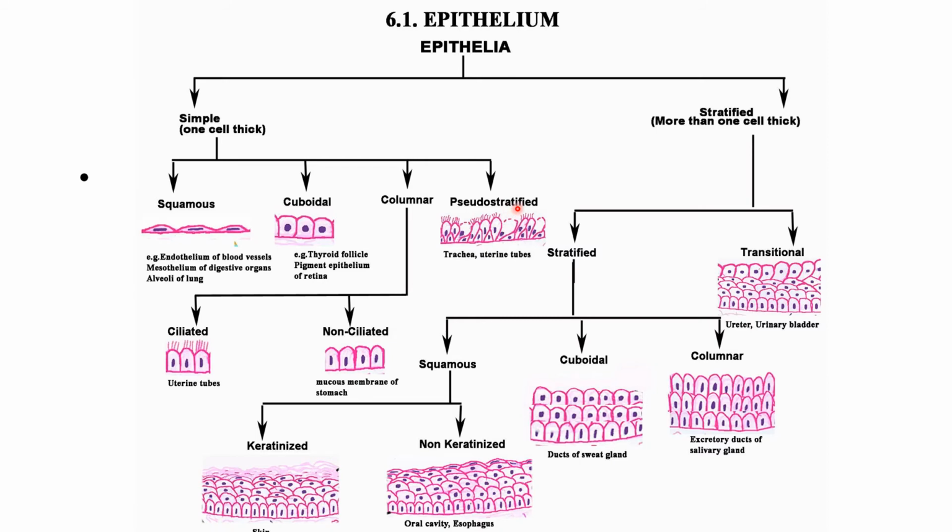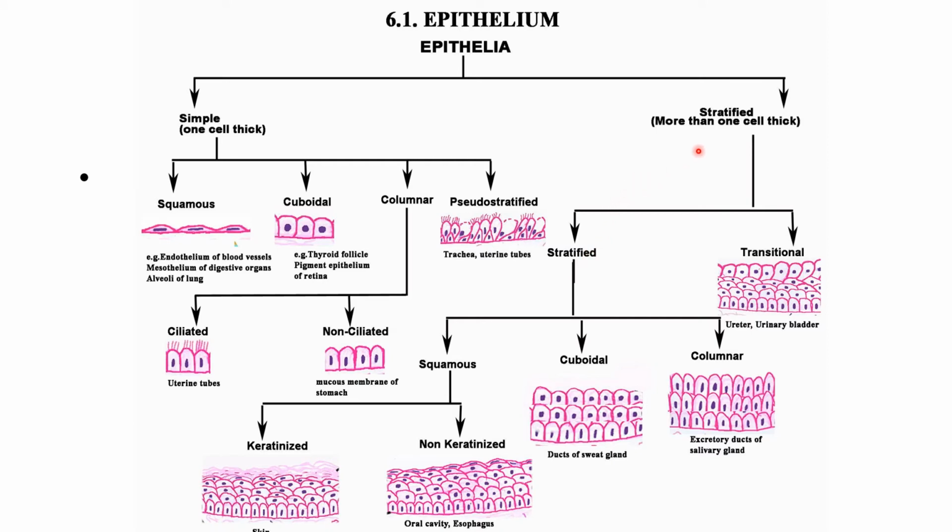Then pseudo-stratified is also included here because it is only 1 cell thick. But because the cells are ending, if you observe the picture, all the cells are standing on the basement membrane, but they are ending at different levels. It is called pseudo-stratified epithelium. The columnar epithelium is further classified depending on the surface modifications of it. See, it is the non-ciliated epithelium, which is seen in relation with the gut, and this is the ciliated epithelium, which is seen in the uterine tubes.